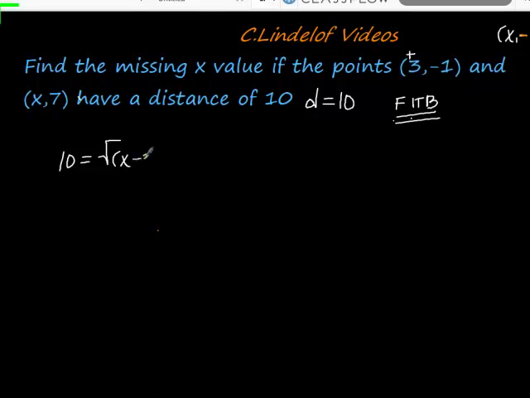So here's my (x - 3) quantity squared, plus, just filling in the distance formula, we know both y values, and they're 7 and -1. If I put that in, we have y sub 2 minus y sub 1. This negative sign is formulaic, so negative times negative is positive, so it's +1, isn't it? +1 quantity squared. Finish the radical here.